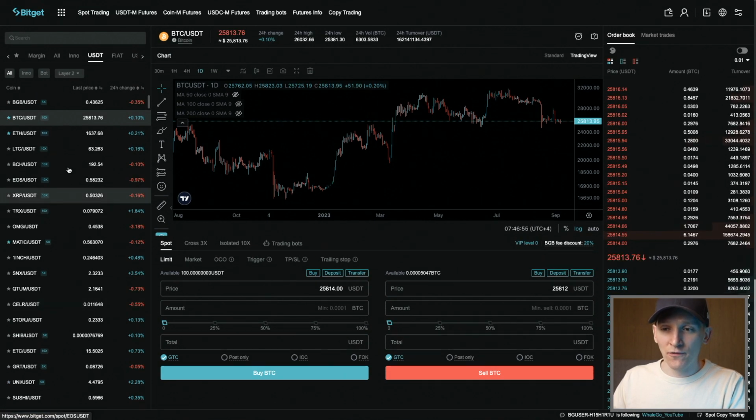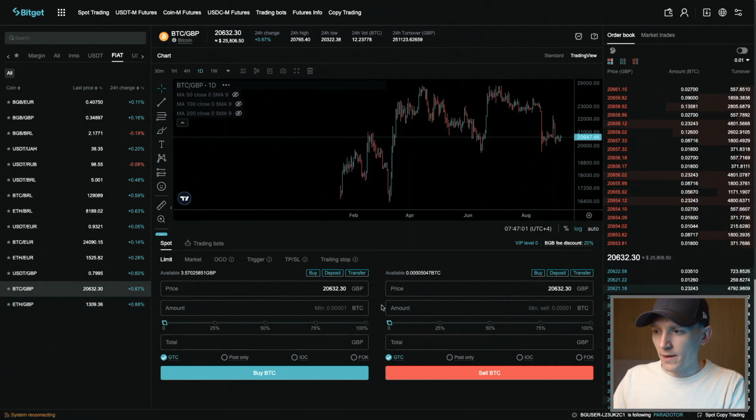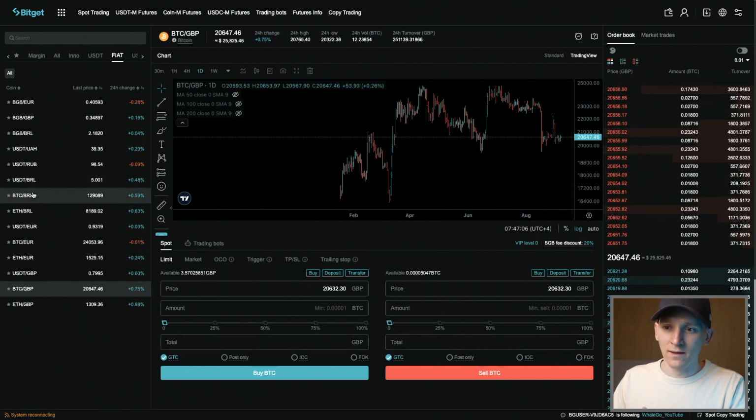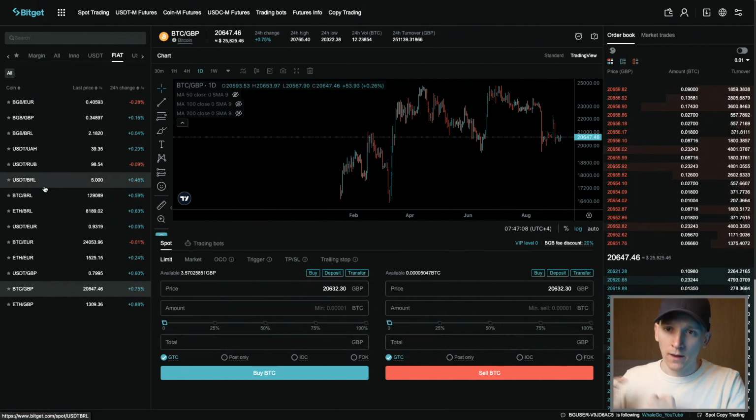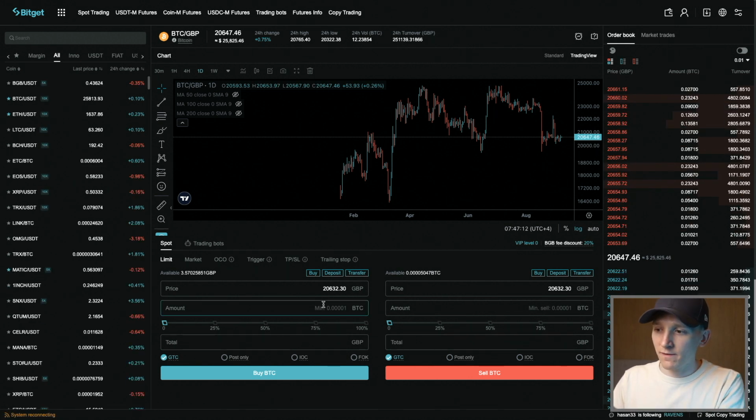Now, if you want to sell to fiat currency, just choose your fiat trading pairs. We're going to choose Bitcoin, pound sterling, and then we can sell Bitcoin into pound sterling. And then if you have pound sterling, you can withdraw it from the platform. So that's how you get fiat currency out, crypto to fiat, and then withdraw it from the platform. You can trade every trading pair here. You can buy and sell very easily.